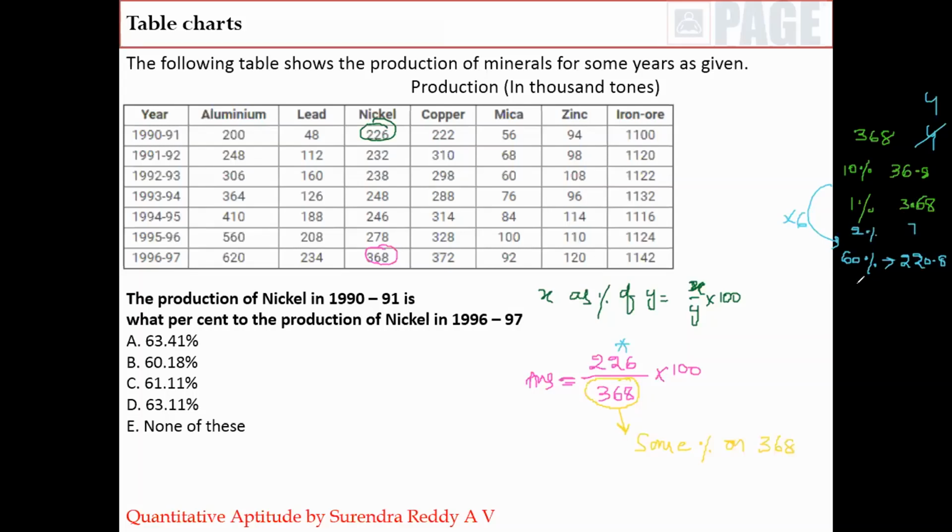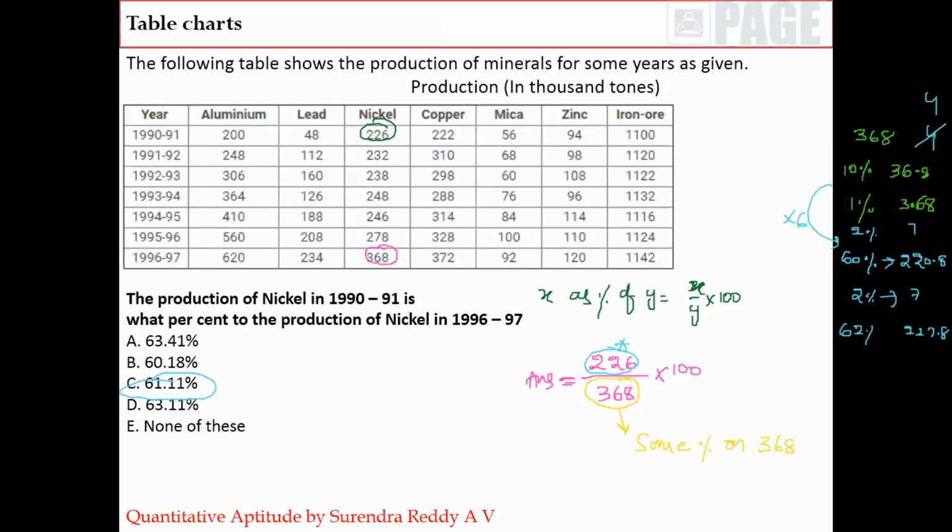If I take 1% as 3.68, what is 2%? More than 7, right? If I add 2% to it, 62% is nearly 227.8. But the number is 226, right? The number is above 60% but below 62%, which is 61.11. So with easy calculations, easy observations, you can do it. You understand how I am coming to the conclusion as 61.11?